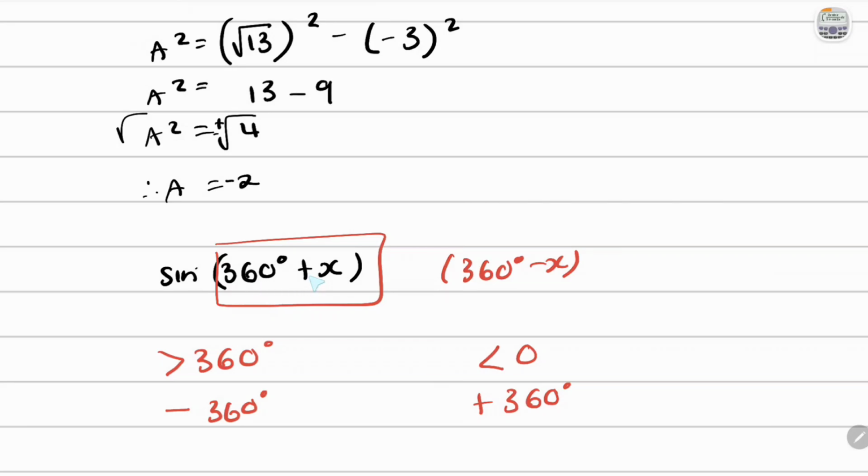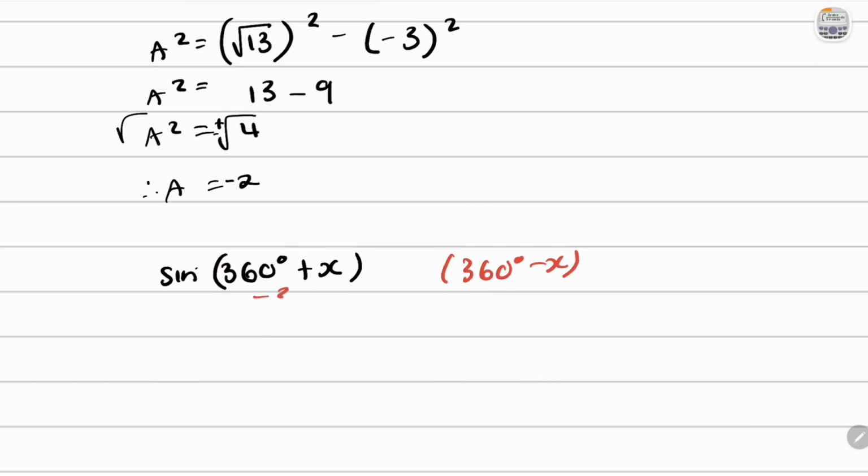So with this angle, you have 360 degrees plus x. You already have 360 degrees, and then you add in an angle to it. So it's going to be over 360. So just subtract 360 degrees from it. And if you subtract 360 degrees, it really just gives you sine x.